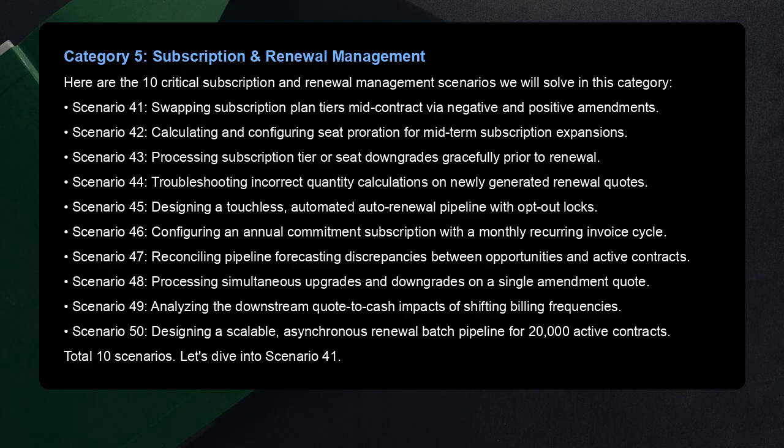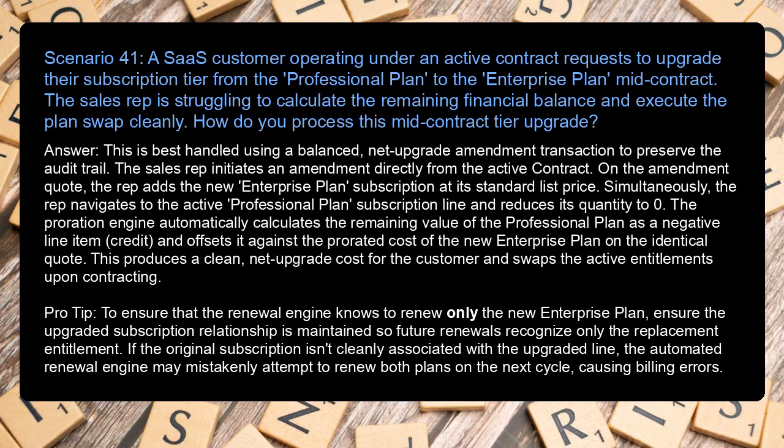Let's dive into Scenario 41. Scenario 41. A SaaS customer operating under an active contract requests to upgrade their subscription tier from the professional plan to the enterprise plan mid-contract. The sales rep is struggling to calculate the remaining financial balance and execute the plan swap cleanly. How do you process this mid-contract tier upgrade?